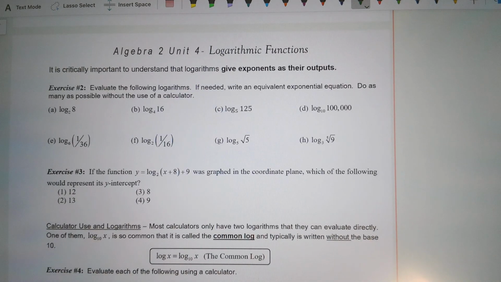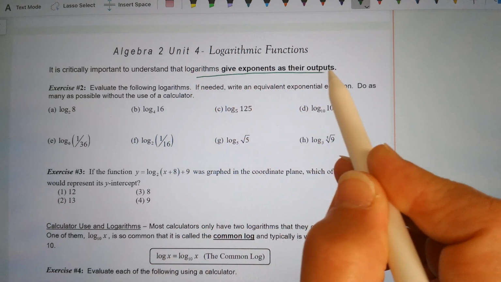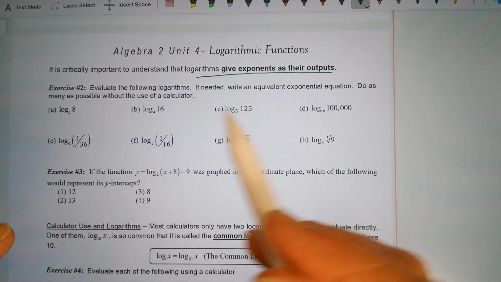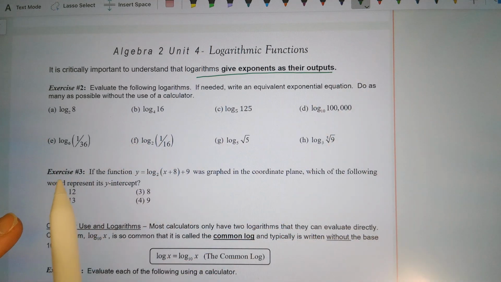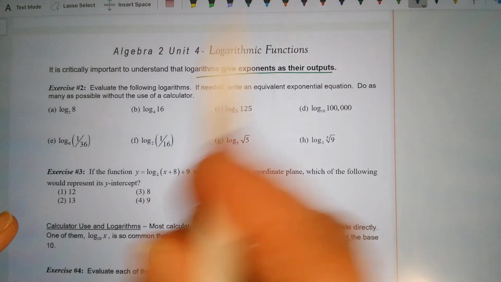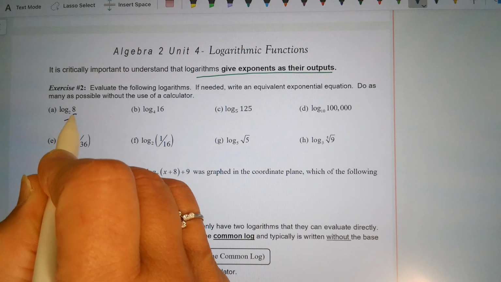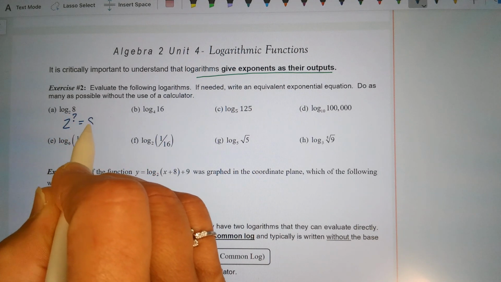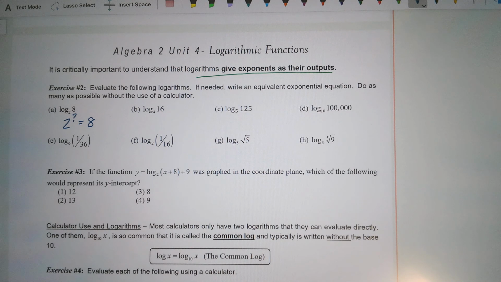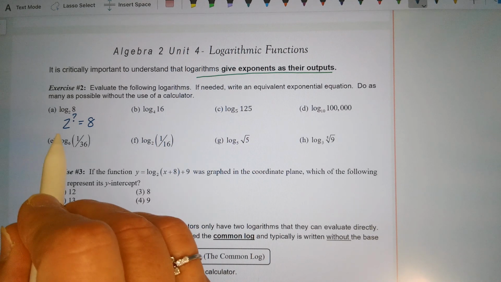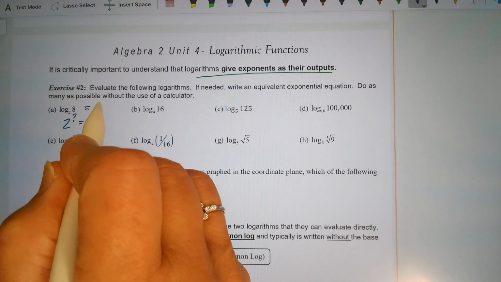First, exercise number 2 asks us to evaluate the following logarithms. If needed, write an equivalent exponential equation. Do as many as possible without the use of a calculator. So logs give exponents as their output. When we are asked to evaluate log base 2 of 8, we are looking for the exponent on base 2 that gives us 8. What's the exponent? Well, 2 to what power is 8? 3.